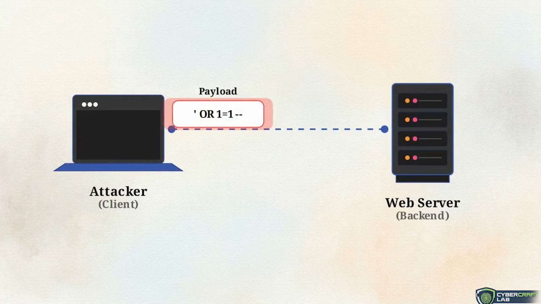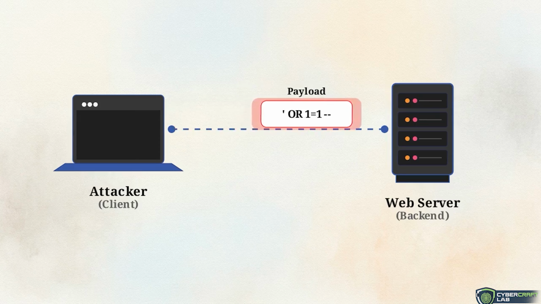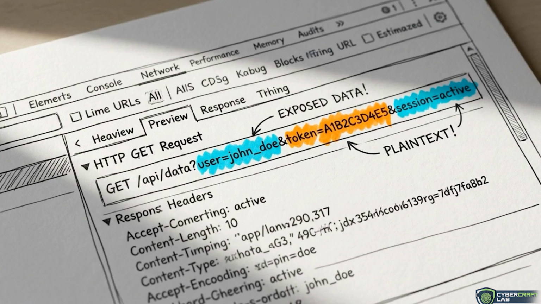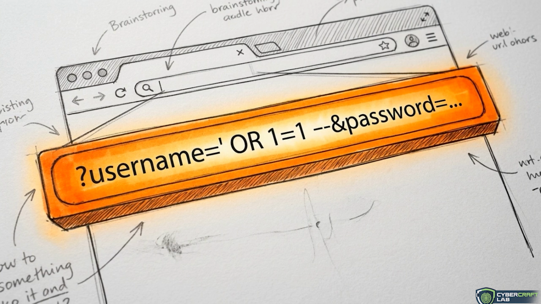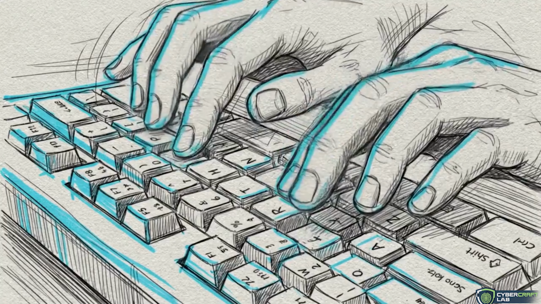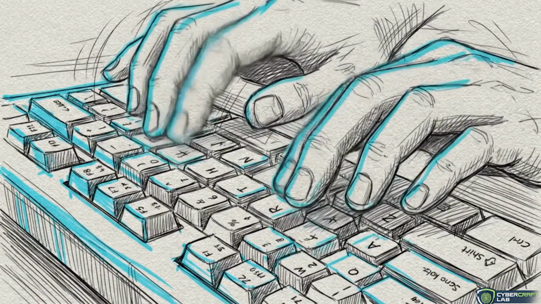Before this logic can be executed on the backend, it must travel from the attacker's browser to the web server. Browsers traditionally use the HTTP GET method to request data and transmit variables. A GET request appends user input directly into the URL string, making the parameters visible in the browser's address bar. Because the input is exposed, an attacker can manually type and manipulate injection payloads directly in the URL.